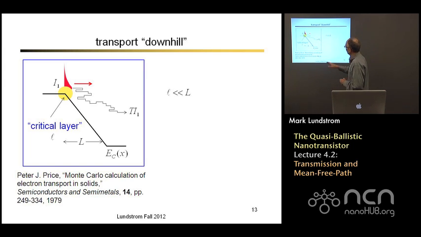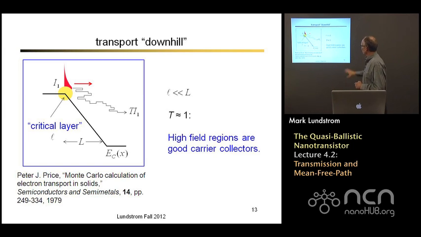And what it means is that the transmission can be quite high even though there's a lot of scattering, because the electron doesn't need to go ballistically across this high field region. It just needs to go out contact 2. And these scattering events here, very difficult for the electron to turn around and get over that potential energy barrier. So the moral is that high electric field regions are very good collectors of particles. They're very good absorbing boundary conditions.